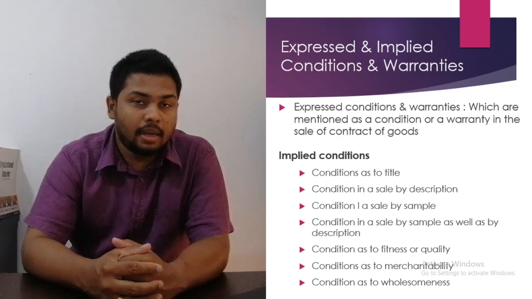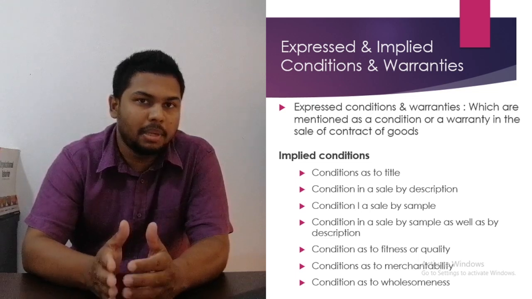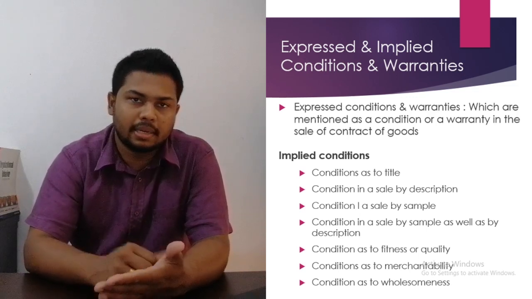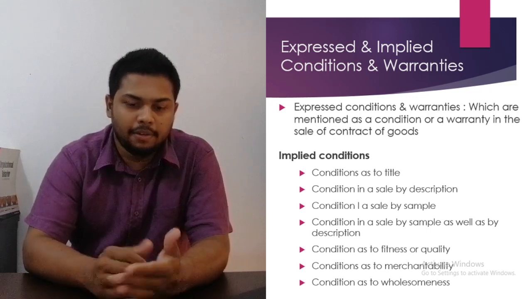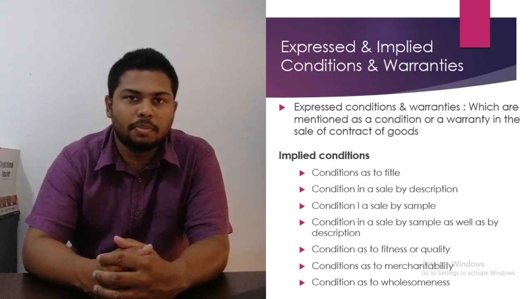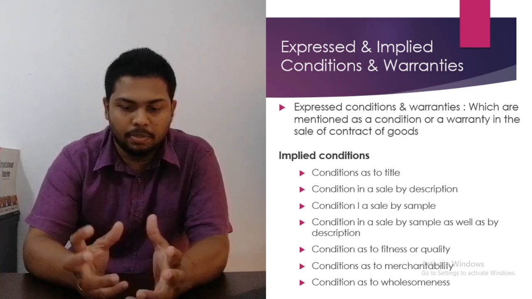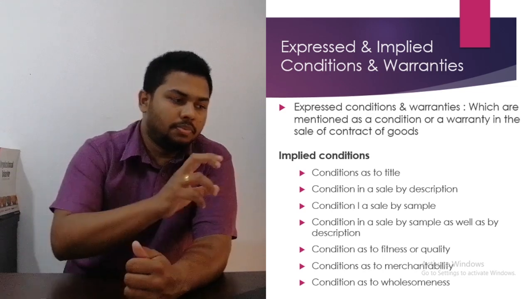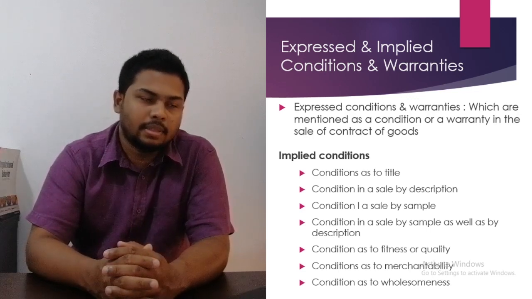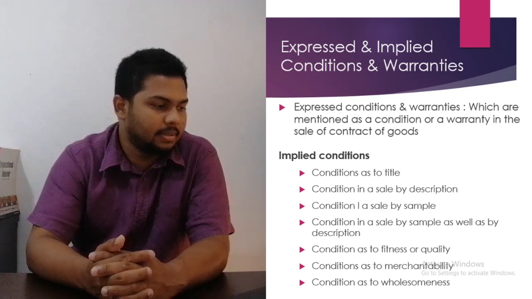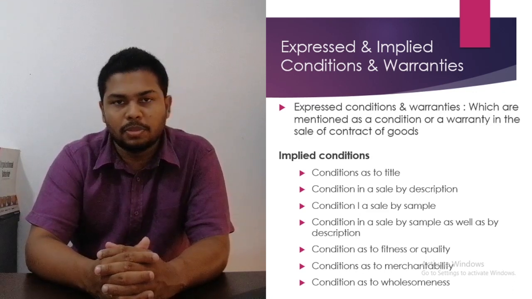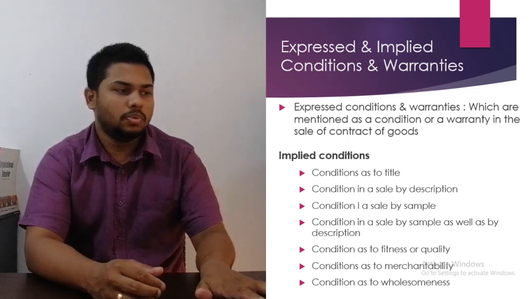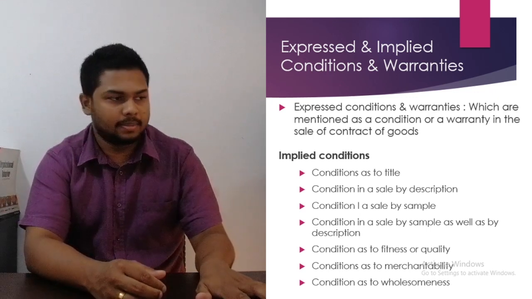But it's an illegal act, because why? The goods should be merchantable. It doesn't need to be mentioned in your contract, right? Say a contract of sale of goods. If it's a car, it has to be driven by somebody else, right? There should be four wheels. It has to be driven, right? So merchantability is a type of condition which is implied by the terms and conditions. Conditions as to wholesomeness are almost the same, like a consumable thing. So these are the things we are going to consider on the expressed and implied conditions.